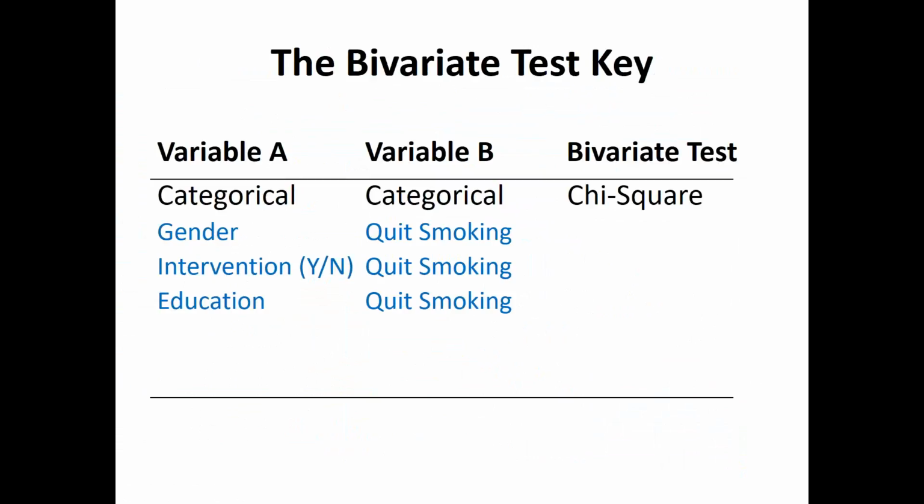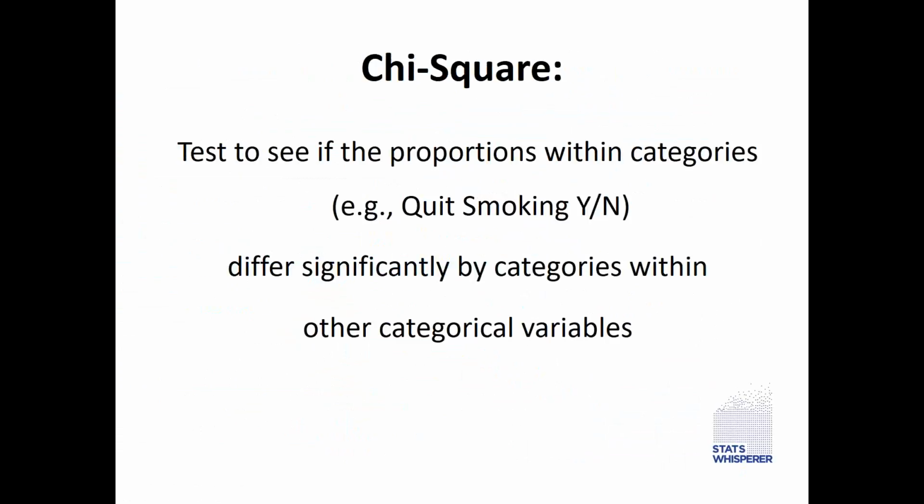Now here we go. Now we have the trifecta of variables where we have 3 predictors being tested, all with a chi-square test. So 3 different chi-square tests looking at gender and quitting smoking, the second, intervention and quitting smoking, and the third, education and quitting smoking. And what is a chi-square answer? It's that we're testing to see if the proportions within the categories, quitting smoking, yes, no, differ significantly by categories within the other variables.